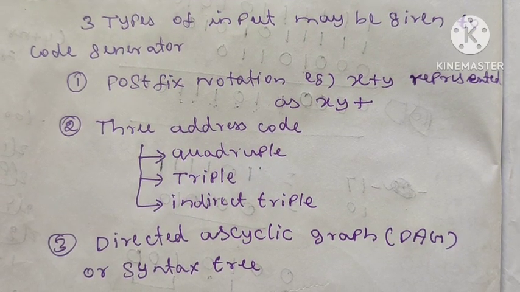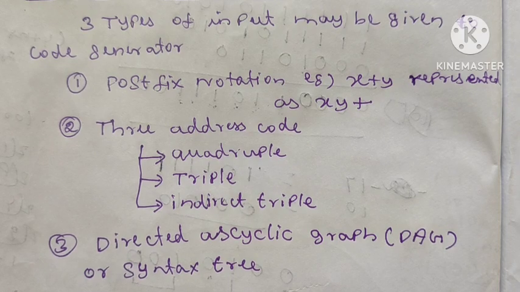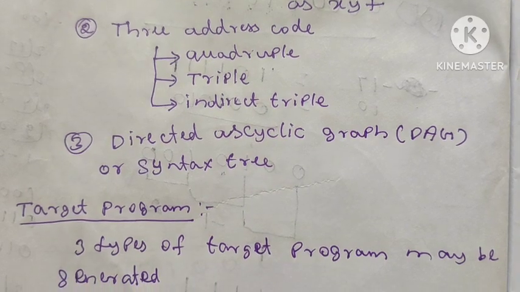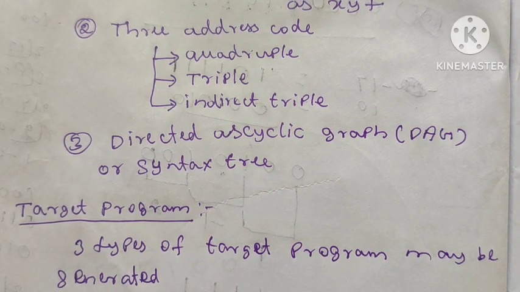So, these are the 3 major options. The first issue is that we have to decide which kind of input we are going to give to the code generator. So that's called input to a code generator. Now, moving to the second point, what is meant by a target program? Target program is the final output we obtain from code generation. It might be a machine code or an assembly code, and again we have 3 major versions in this.